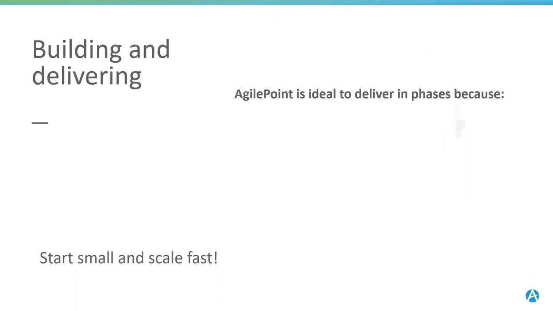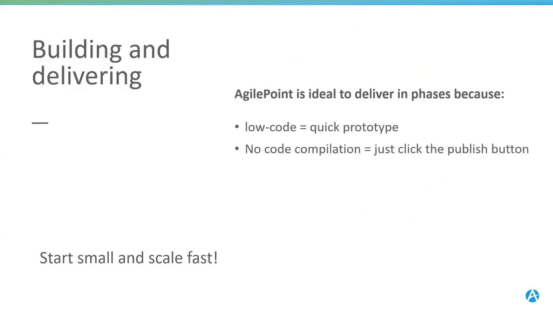As I said, start small and scale fast. And why is AgilePoint ideal to do that? Because AgilePoint is a low-code platform, which means it's quick to develop prototypes. There's no code compilation. You just click the publish button, and your new version is out. There's no need to upgrade or install anything else.